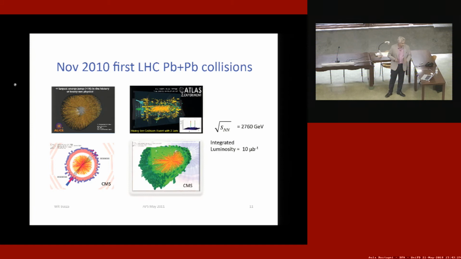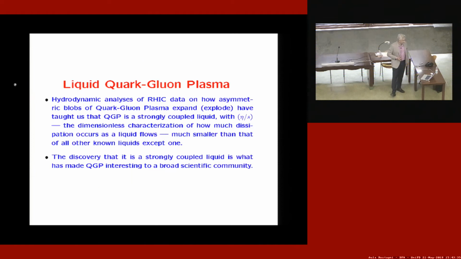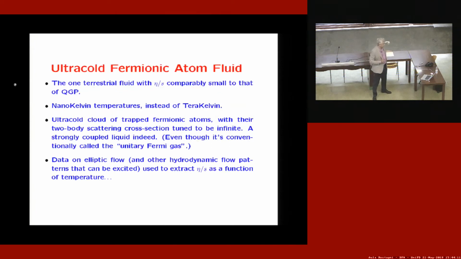Starting in 2010, we had the first lead-lead collisions at the LHC. And summarizing 15 years of experimental work and theoretical analysis of that experimental data, hydrodynamic analyses of RHIC data on how little blobs of this stuff expand, and really they expand explosively, so better to think of it as explode, have taught us that the quark-gluon plasma is actually a very strongly coupled liquid with a dimensionless characterization of how much dissipation occurs as this liquid flows and expands, being much smaller than that of all other known liquids. And this is the discovery that makes this soup of interest outside our narrow particle physics community.